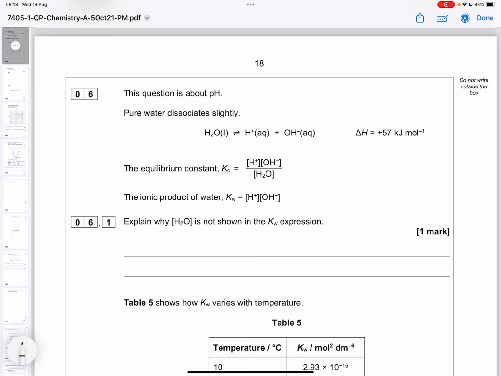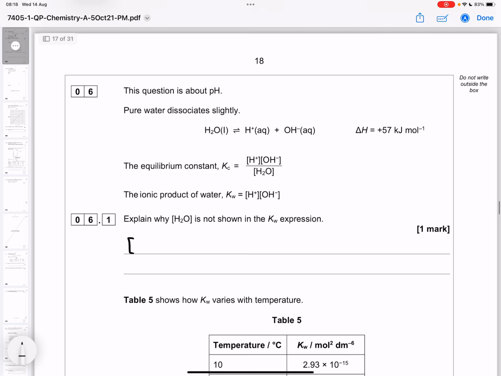It says explain why the concentration of water is not shown in the Kw expression, and the reason for that is that the concentration of water is so large in comparison to the others, it is effectively constant. So Kw is a new constant that is a combination of Kc and the concentration of water, which is a constant.